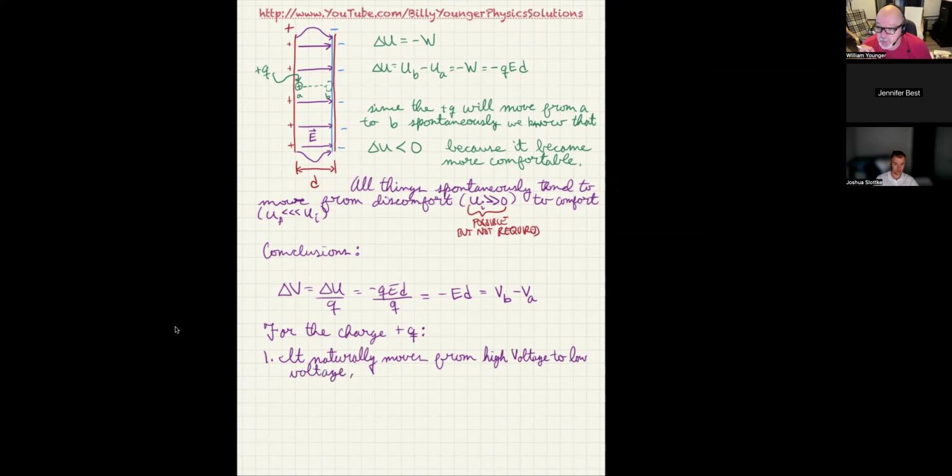But remember, that's specifically because we did it with a positive charge. For instance, because the formula has the QED in there, the potential energy has the Q, you would put in a negative charge and you'd say that the potential energy might do something a little funny.